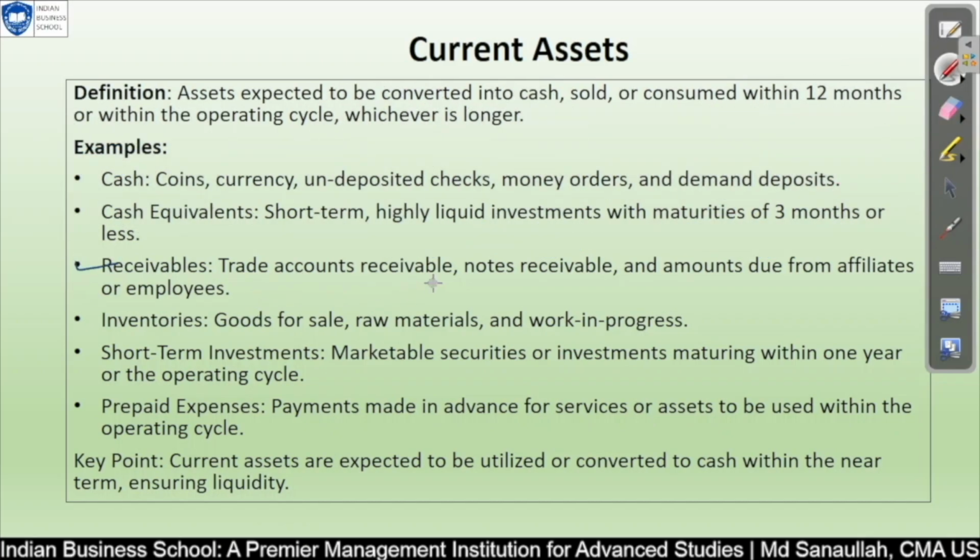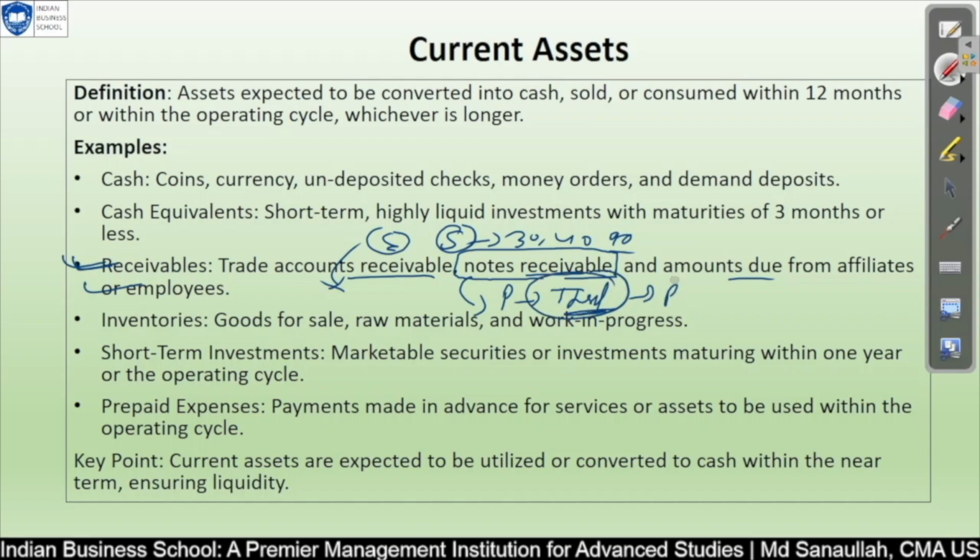Then receivable is like trade receivable, note receivable, amount due from affiliates or employees. Suppose we have given an advance to our employee, we will get it back from the employee, so that will be considered as a receivable. And for example, if we sold anything on credit that we are going to get paid within 30 days or 45 days or 90 days, that will be your receivable whenever we are selling to any client on credit. Note receivable is similar. The person from whom you have received the note is promising to pay you after a period of time, whatever period they are telling, after that period they will pay you. That is why this is called note receivable, or we can say promissory note.